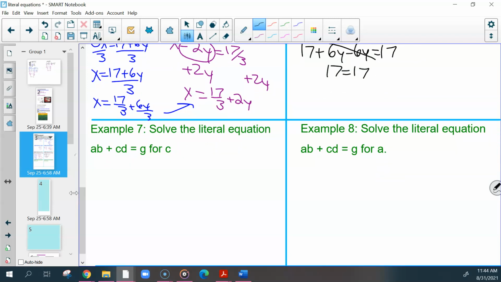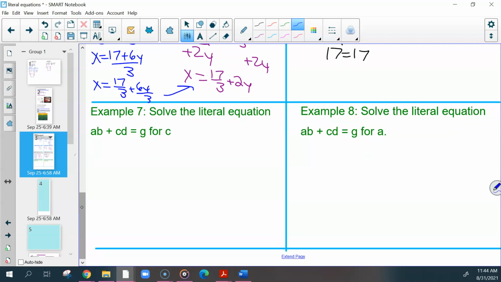Seven and 8 are very similar to 5 and 6, but these are all variables, no numbers at all. So we're going to try example 8. And we need to solve 8 for a. How would we start that?